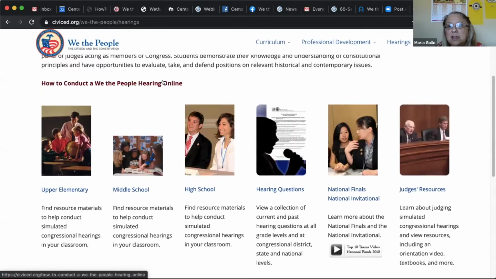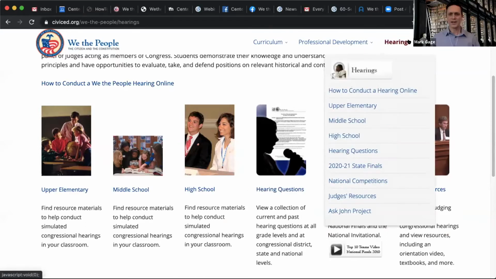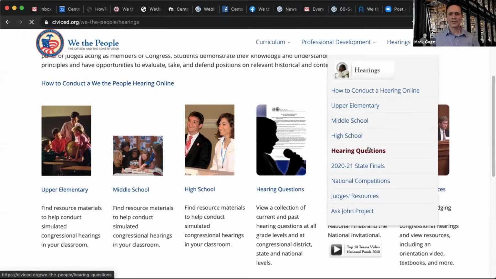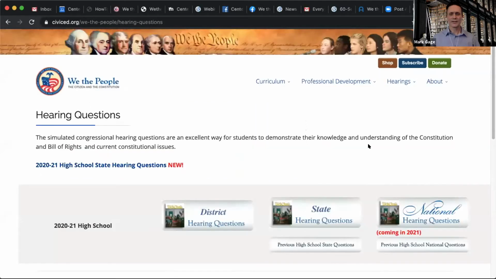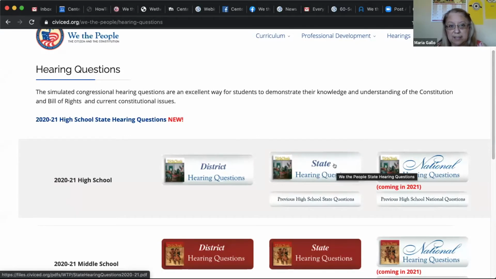But more importantly, I was asking you where you would find the questions. So if you go back to hearings, you can find them just here. Go to hearing questions, also from the drop down. Correct. So either way. And actually, you'll notice that there are 3 levels of questions here: a district, a state, and a national level. What on the high school level is in your textbook are the district questions.